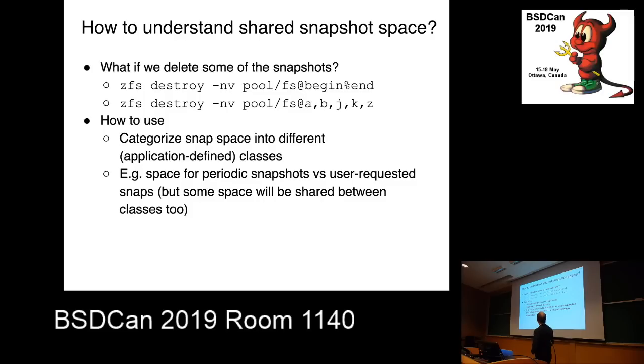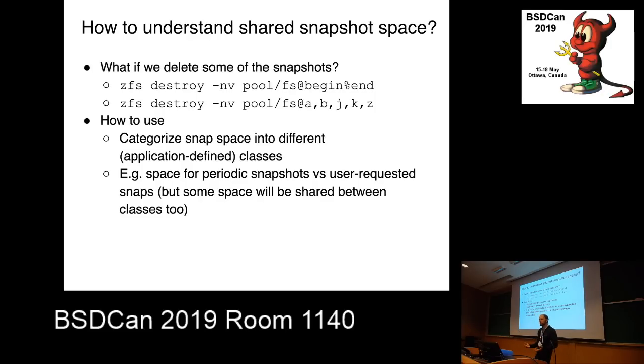Okay, well, if you want some more detail than that, here's one way to understand it. We can do this what if. What if we were to delete some of the snapshots, not all the snapshots, which is the used by snapshots property, and not just one of the snapshots, which is that snapshot's used or unique property, but some of the snapshots? You can ask this question with ZFS destroy -nv, and then a list of snapshots. You can list the snapshots with commas separating each of the snapshots' names. You can also list a range of snapshots with begin, percent, end. That means if I were to delete begin, end, and all the snapshots in between.